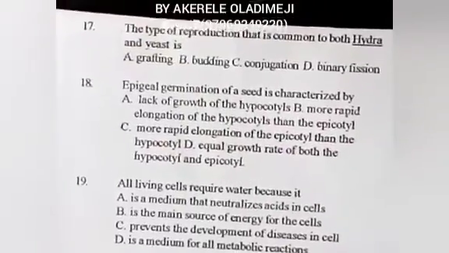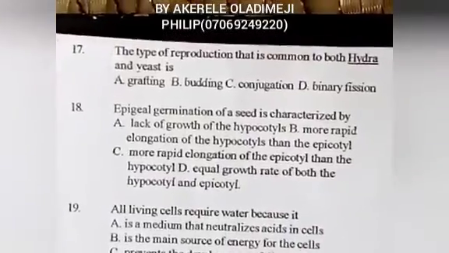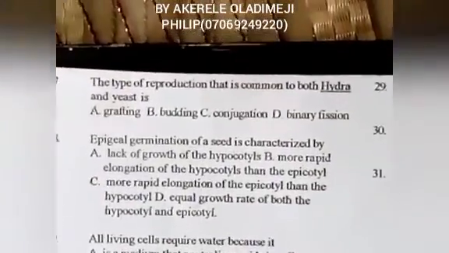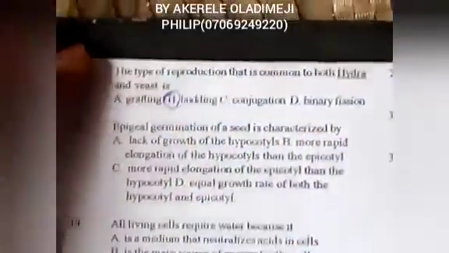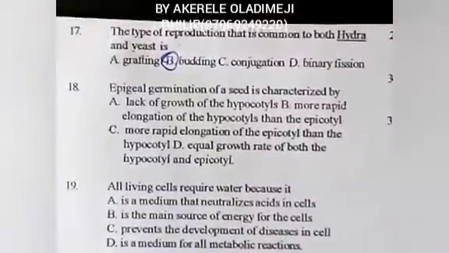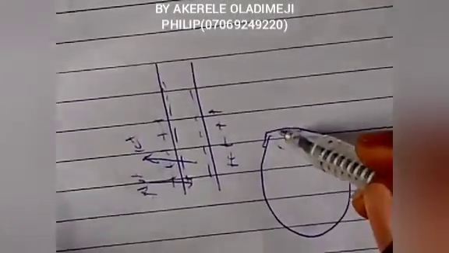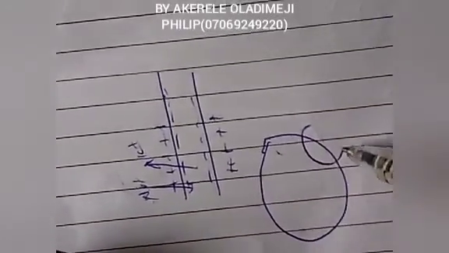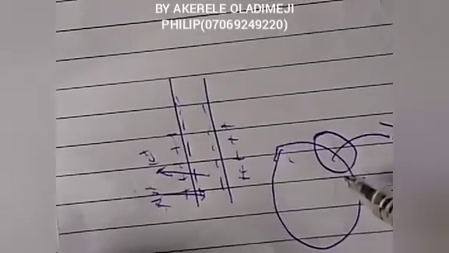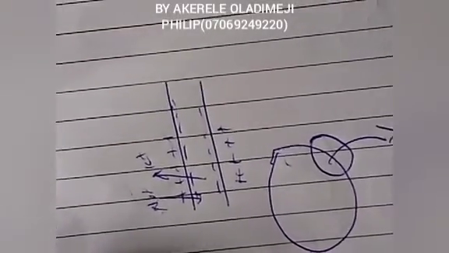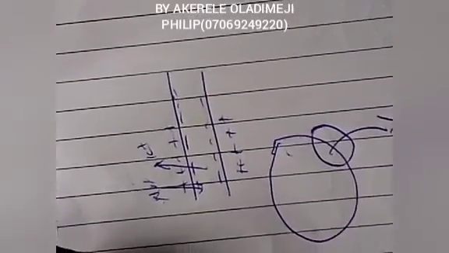The type of reproduction that is common to both Hydra and yeast is what? Budding. What do I mean? Budding is just a process of cell division. Let me give you an example. This is yeast. When this yeast wants to reproduce by budding, a part smaller than it will chop off. That is budding. So yeast does that. Also Hydra.